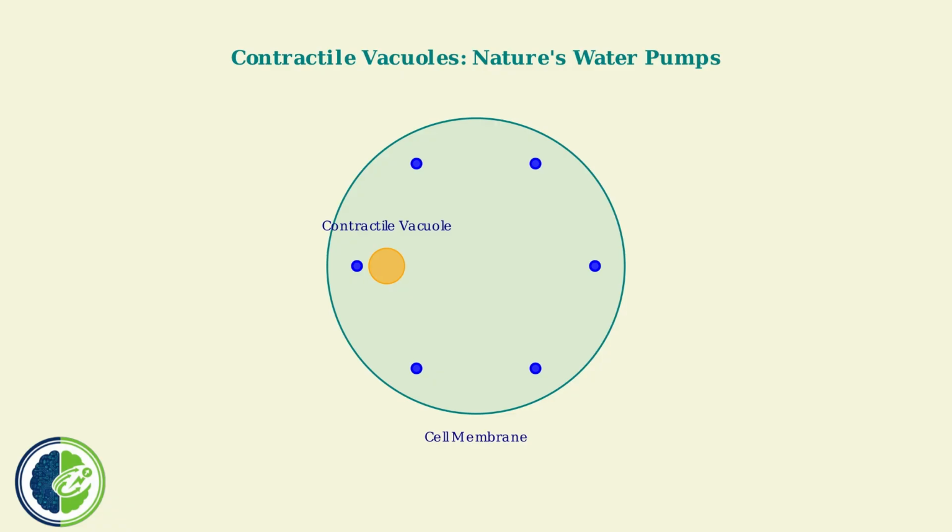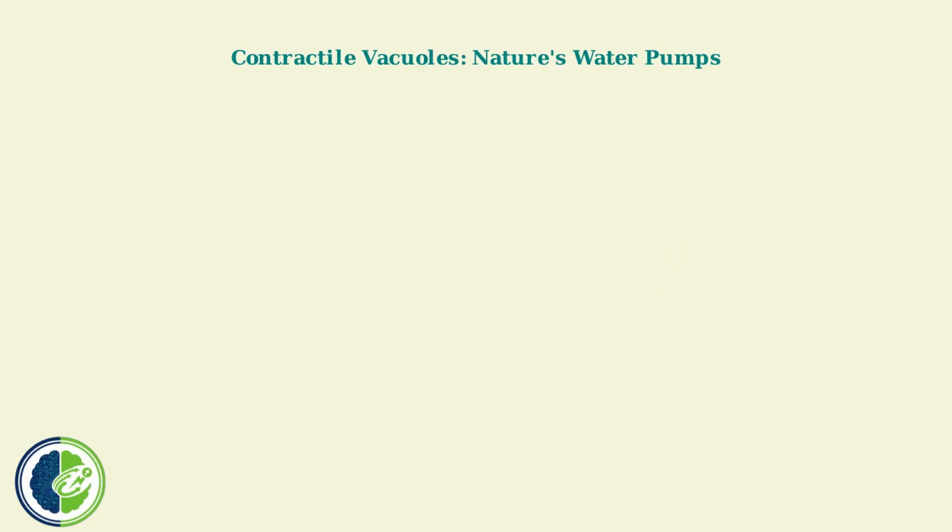It's like having a sophisticated drainage system in your house during the rainy season in Nigeria. The vacuole collects excess water from the cell, swells up, then moves to the cell membrane and expels the water outside. Watch as water enters the cell and gets collected by the contractile vacuole. The vacuole swells up as it fills with water, then contracts to pump the water out. This prevents the cell from bursting due to osmotic pressure.